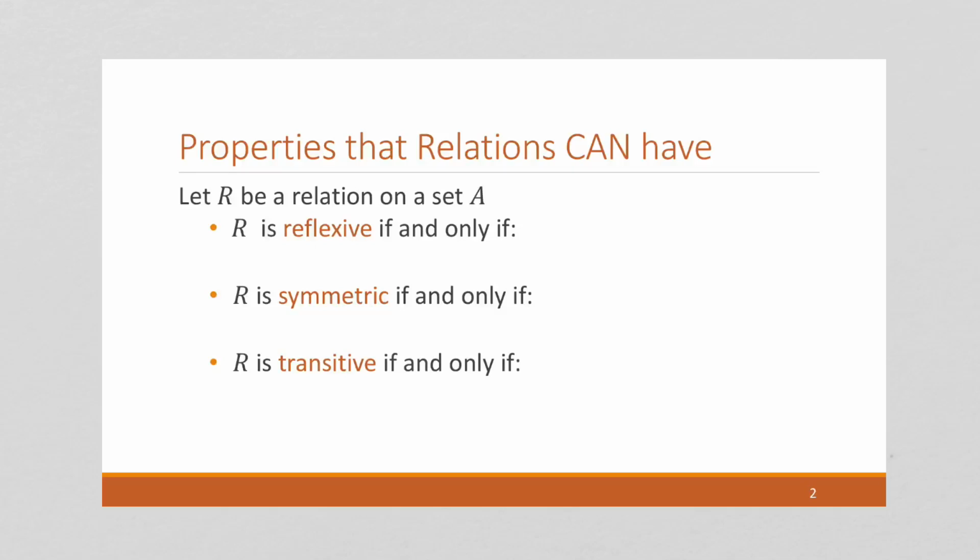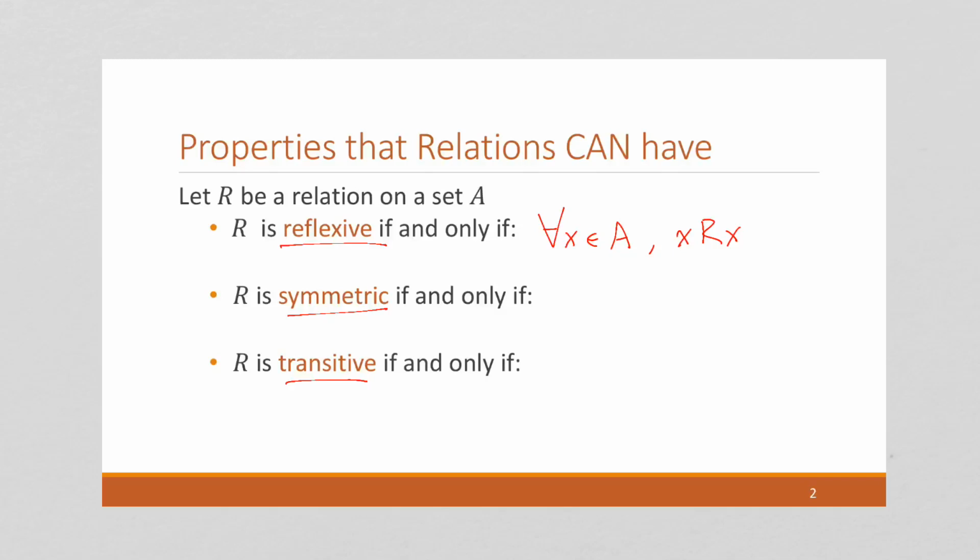Relations can be either reflexive, symmetric, or transitive. Or they could be all three. These are not exclusive ors. So reflexive, what does this mean? It says a relation R over set A is reflexive if and only if for all elements in our domain, that element is related to itself.